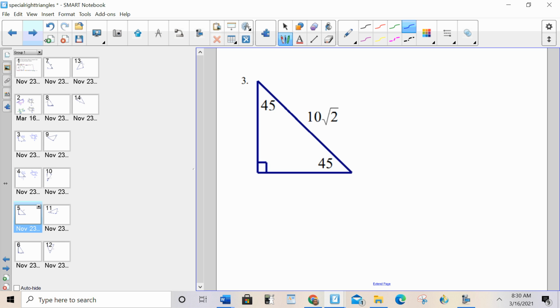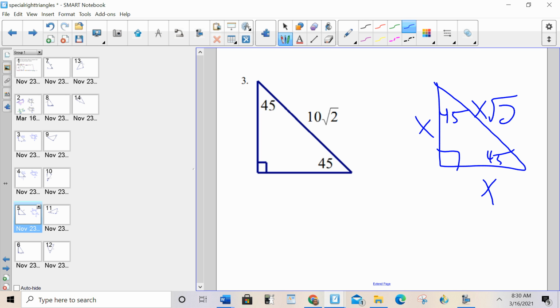Number 3, I see 45, 45, 90, so I know that the legs are the same, and the hypotenuse is the same as that with a radical 2 tacked on. So, since this is 10 radical 2, then the legs are going to just drop the radical 2 and be 10 and 10.